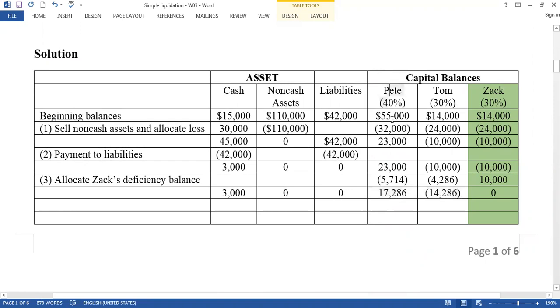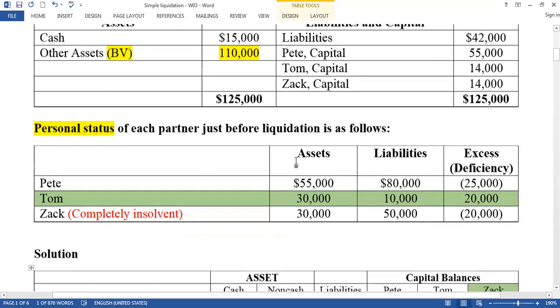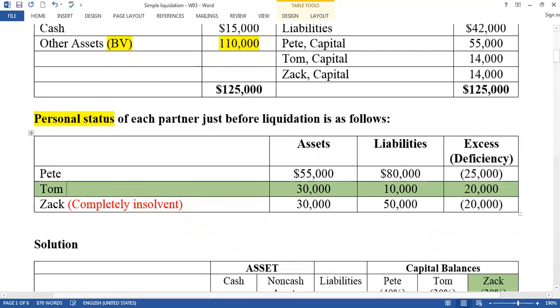P is the surviving partner, right? Because his capital is positive. But T's capital becomes negative, right? He was negative $10,000. Now he became more negative. Why? Because he accepted to become more negative. Why? Because he is totally solvent. T is the solvent.